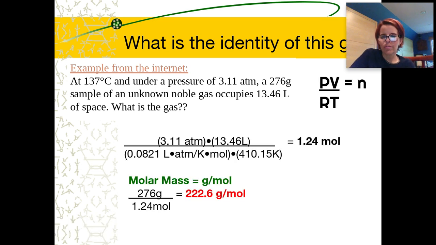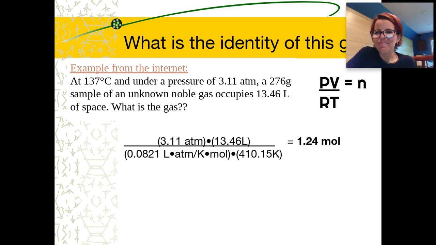So now we're putting in the pressure. The pressure was 3.11 atmospheres. There's P. Here's the volume, 13.46 liters. There's V. R is the gas constant, and we measured pressure in atmospheres, so I'm going to use the gas constant that was 0.0821.